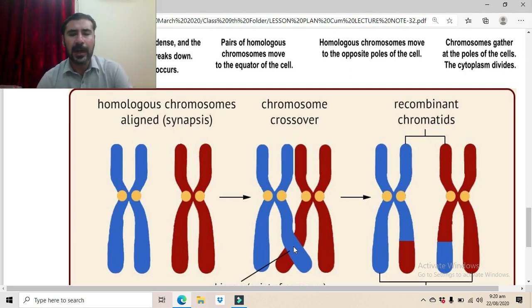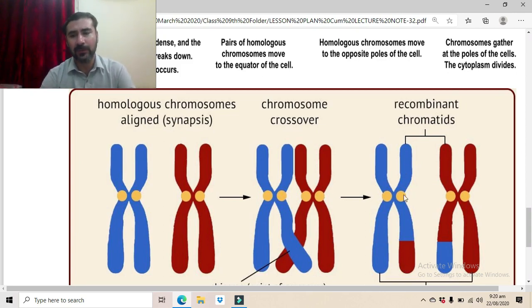So why are these called non-sister chromatids? Because this and this chromatid belong to one chromosome, so they are sister chromatids. But this one and this one, the red one and the blue one, are non-sister chromatids because they belong to two separate chromosomes. So during crossing over, the two non-sister chromatids will exchange their parts with each other, and this process of exchange of parts of chromosomes is known as crossing over.